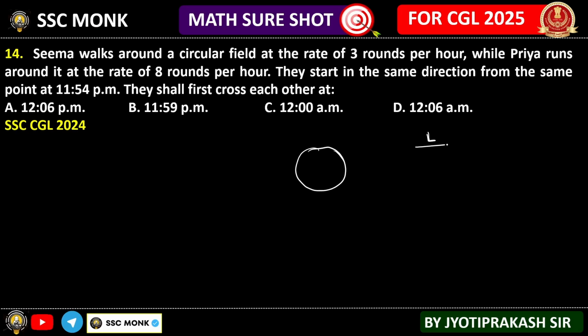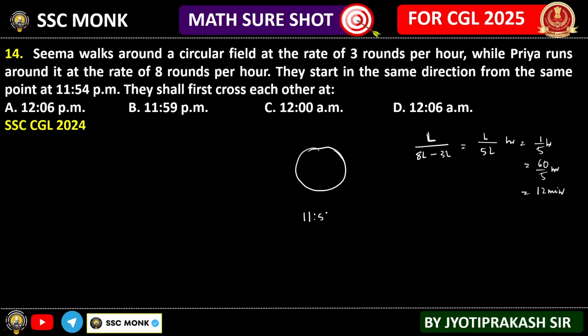Okay. So here, one is running at 8L per hour, another is running at 3L per hour. This can be written as L divided by (8L minus 3L), which is L divided by 5L per hour. So here it is 1 by 5 hour, which is equal to 60 by 5 minutes, that is equal to 12 minutes. So they will meet each other after how many minutes?